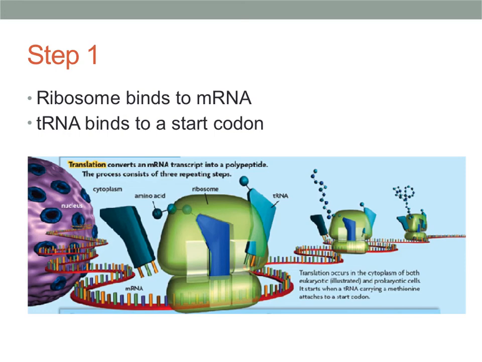Okay, so a quick overview of translation. Step 1, the ribosome binds to messenger RNA. The tRNA binds to a start codon on messenger RNA, and remember the start codon only codes for one thing. It codes for the amino acid methionine. Methionine is always the first amino acid in the chain of amino acids that makes up a protein.